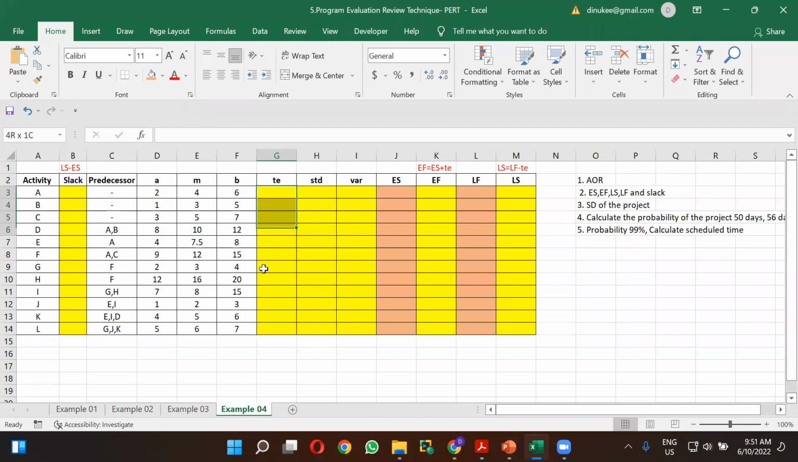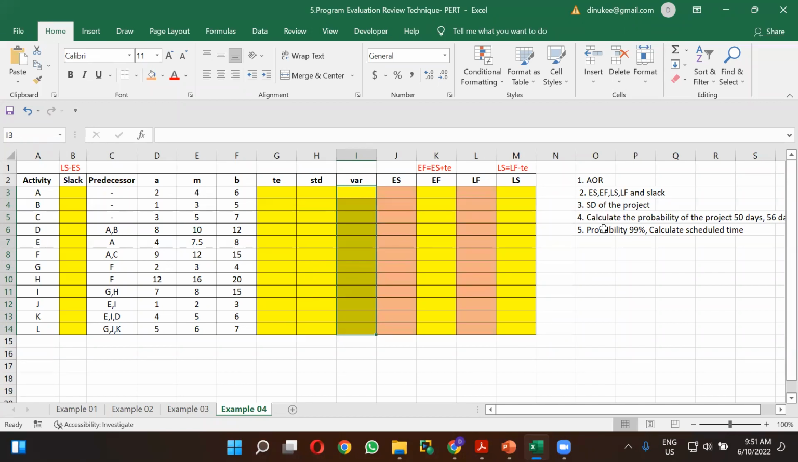Therefore, after calculating expected time, you have to calculate standard deviation for each of these activities, and then you have to get the variance out of that. So after that, you can take the critical activities, get the summation of the variance and take the square root out of that. Means you can get the answer for the standard deviation of the project.